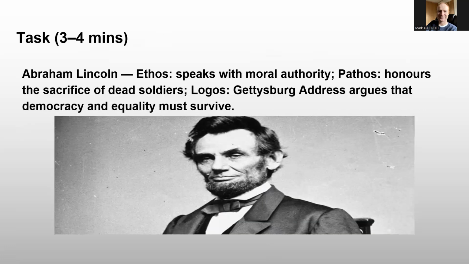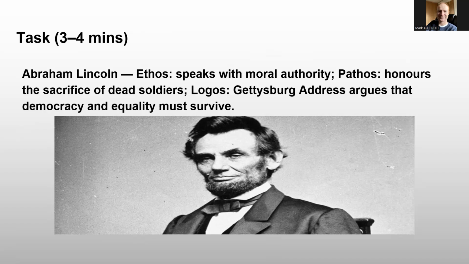Okay, here's one example for you. Abraham Lincoln, very, very famous. Now, Abraham Lincoln used rhetoric in many situations. For example, he used ethos. He spoke with moral authority. He used pathos. He honored the sacrifice of dead soldiers during the Civil War. And he used logos in the Gettysburg Address that argued that democracy and equality must survive and prevail.